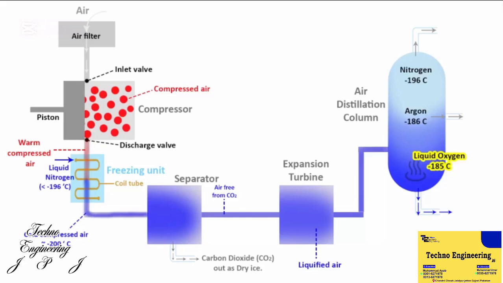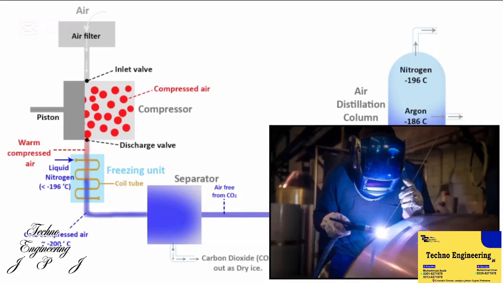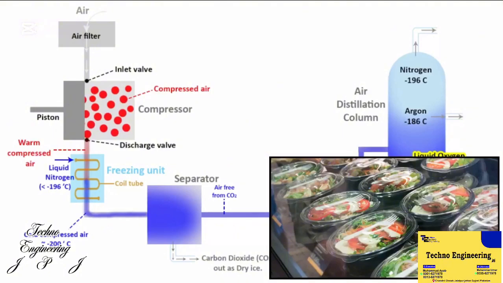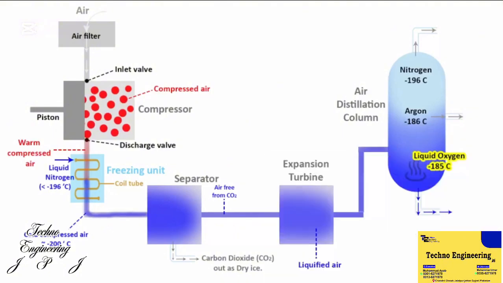At the bottom of the air distillation column, you will see liquid oxygen settles down. Argon gas is sold for industrial use, particularly in the iron and steel industry, for welding and casting. Nitrogen gas is used to make fertilizers and in food packaging industries. So basically from this entire process, in the end you will get liquid oxygen.